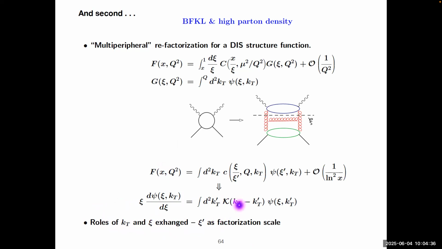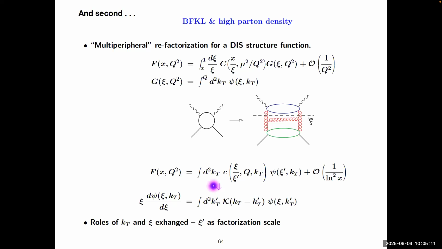So you choose a kind of factorization scale for the momentum fraction, and what you get is an equation for the momentum fraction dependence of your distribution, which here is labeled psi. And because you can calculate this short distance function in terms of the convolution over KT and the momentum fraction, you can derive an equation from this factorization.